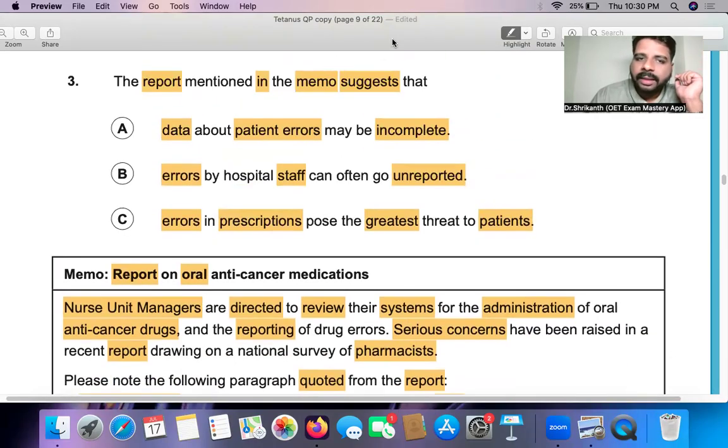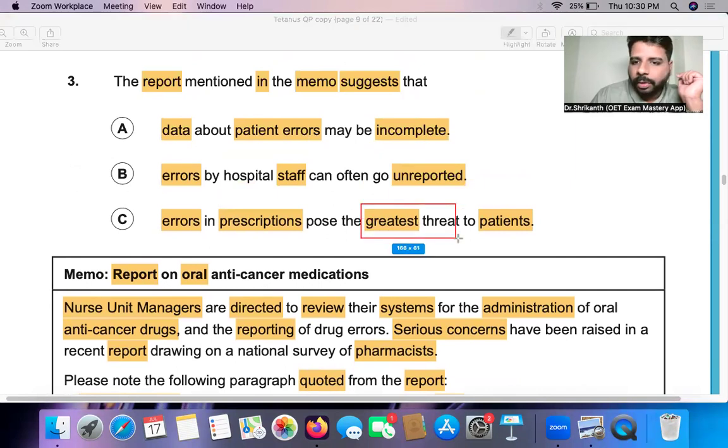Since that is not mentioned, what will we do? The greatest threat. This is the verb over here. We are not reading it anywhere. So you can very easily eliminate answer option C. So we have eliminated B, we have eliminated C, and we have the answer option which is the most difficult to eliminate. Since that is the answer option most difficult to eliminate, by default, answer option A will be the right answer.